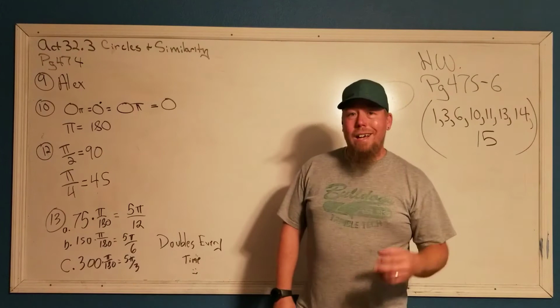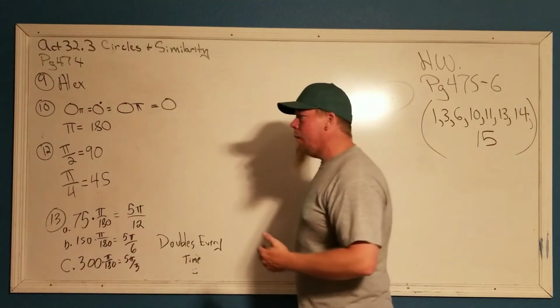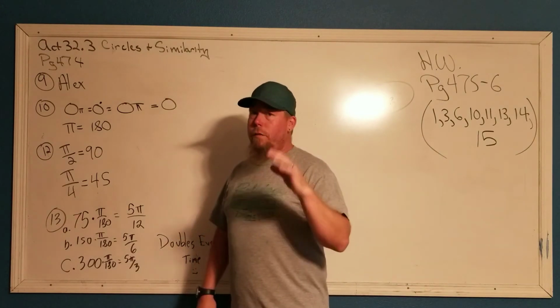Number 12, we look at going from pi over 2, which is 90, we talked about in the last video, and pi over 4 was 45. Hopefully these were very easy for you.